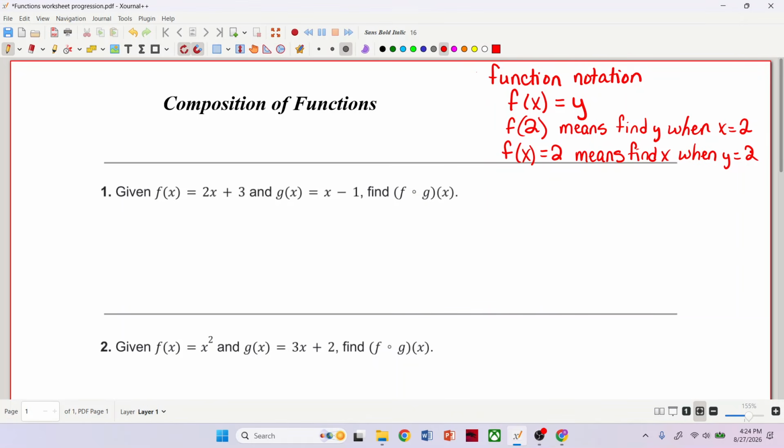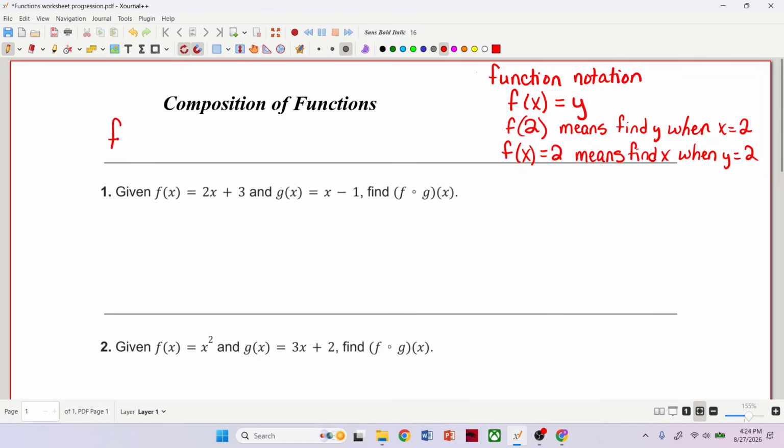Well, in composition of functions, we're going to be dealing with this part. We're plugging something in, but instead of just being a constant, we're going to be plugging in an equation. So look at this example. If we have f of x is 2x plus 3 and g of x is x minus 1, they want us to find f o g of x.